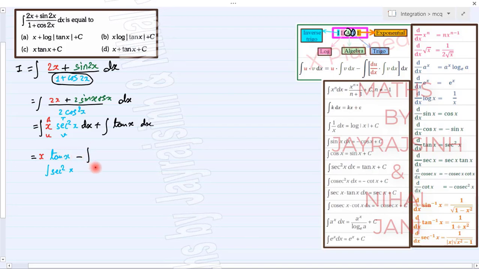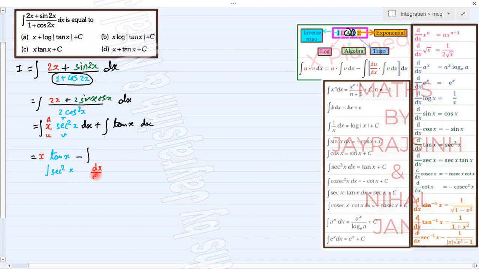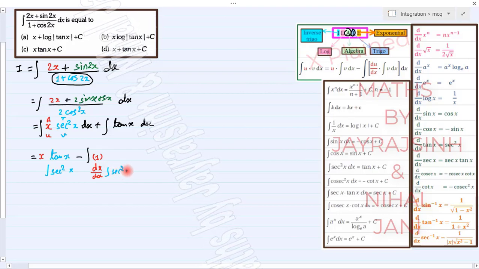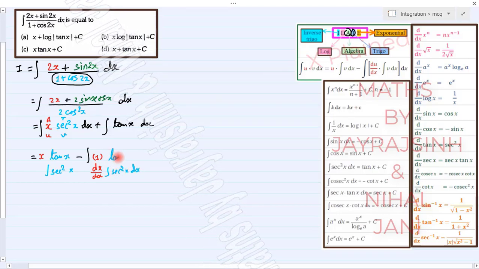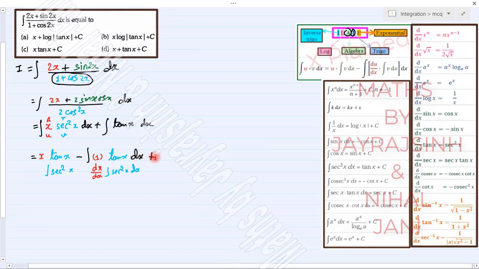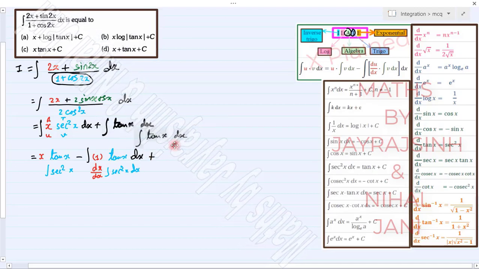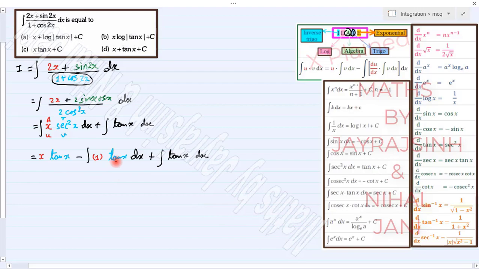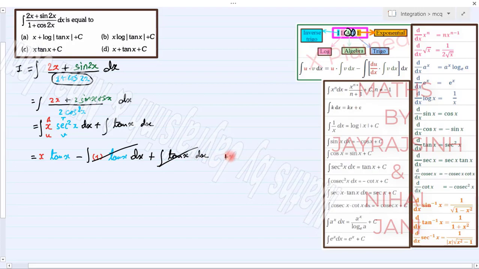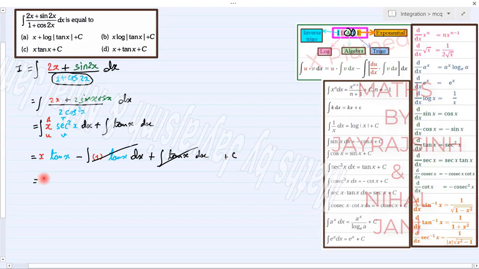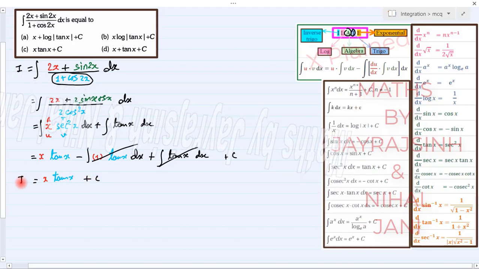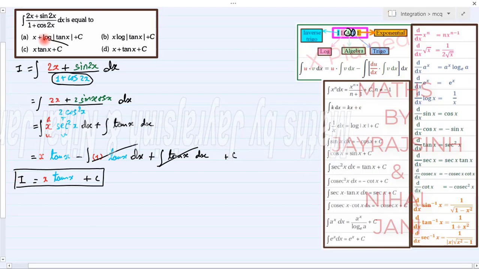Then minus integration of differentiation of u, which will be 1, and integration of sec square x, which is tan x dx, plus your second term will remain as it is. So as you can see, we have minus integration of tan x and plus integration of tan x, which will be cancelled out. So your final answer will be x tan x plus c. Tada! Which is given in option C.